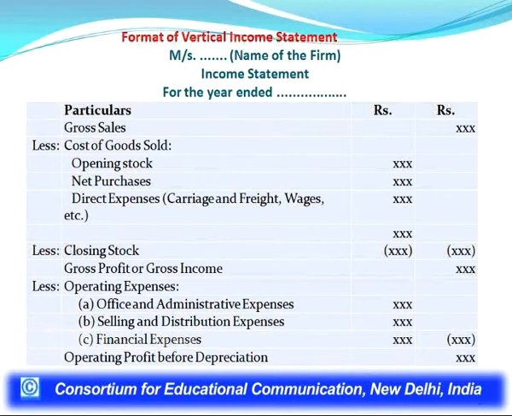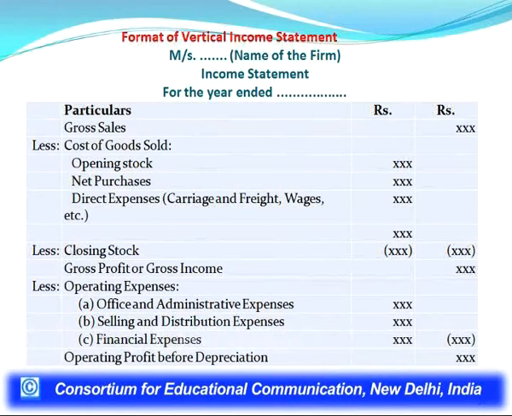We see this format. First of all, gross sales. If there is any net sales return or the excise duty or sales tax collected, that will be deducted. So, finally, we shall record the net sales only. Then we have to deduct cost of goods sold. Cost of goods sold shall be calculated as opening stock plus net purchases. Net purchases means purchases minus purchase return.